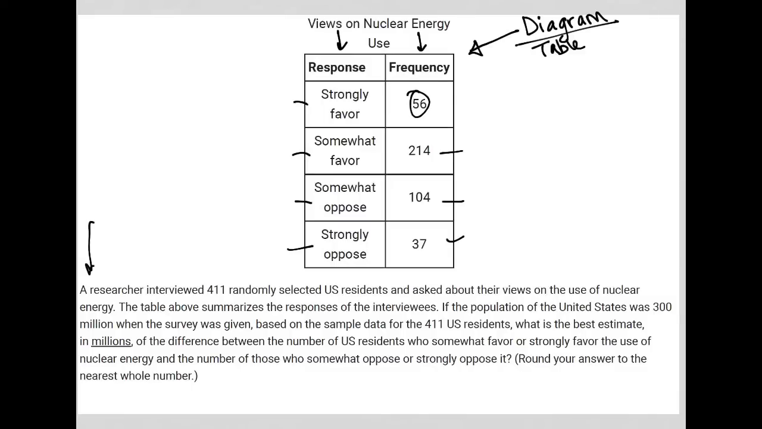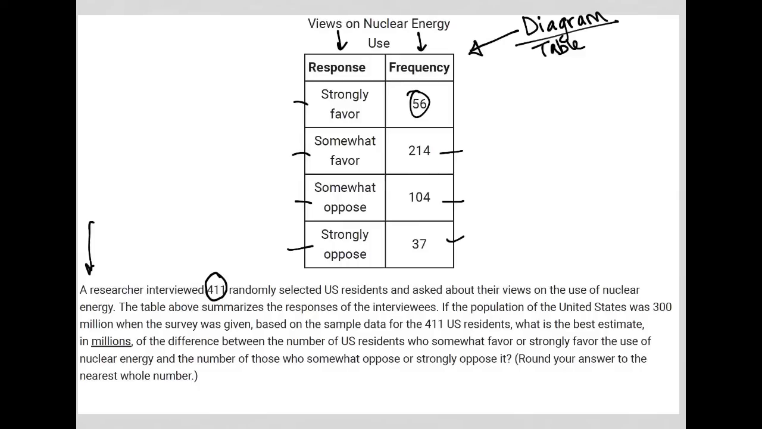The question goes on to say, a researcher interviewed 411, always pay attention to quantities provided, 411 randomly selected U.S. residents and asked about their views on the use of nuclear energy. The table above summarizes the responses of the interviewees. If the population of the United States was 300 million when the survey was given, based on the sample data for the 411 U.S. residents, what is the best estimate in millions of the difference between the number of residents who somewhat favor or strongly favor the use of nuclear energy and the number of those who somewhat oppose or strongly oppose it?